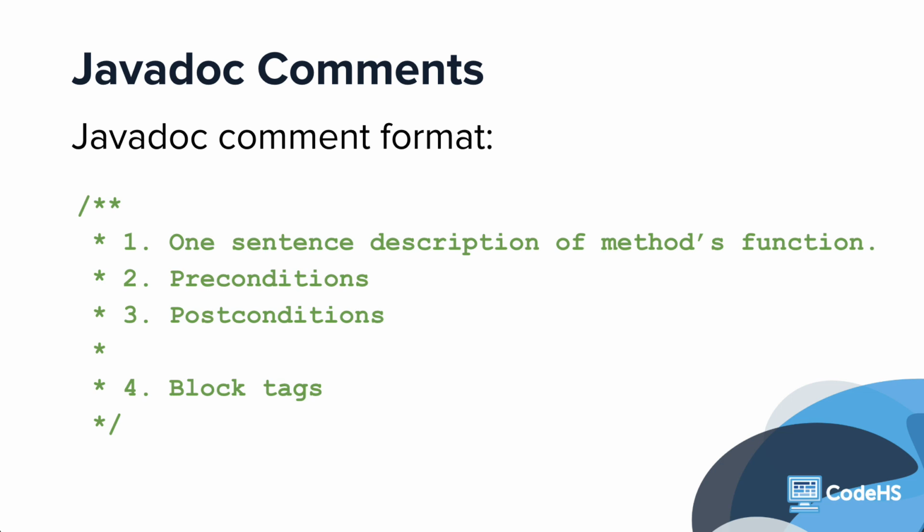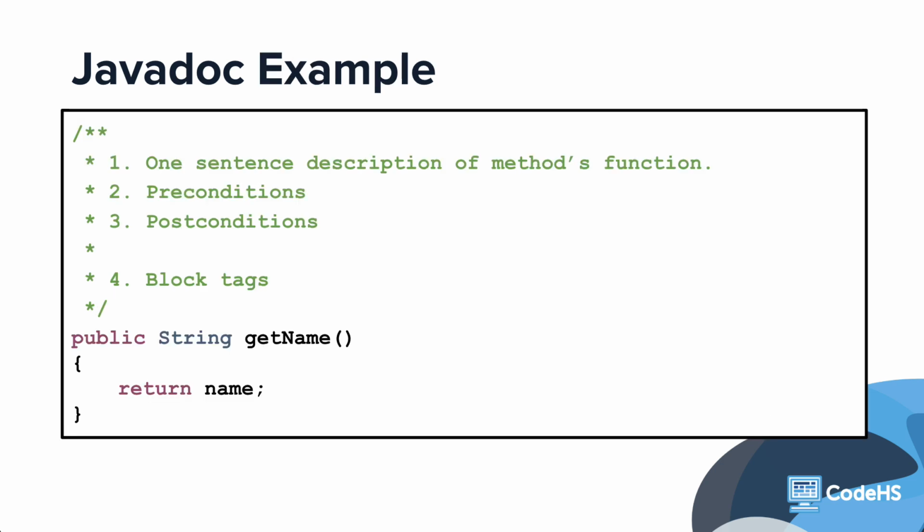Let's dive into each of these with an example method that you've already written. Here is a common getName method used to return a name stored in an object. The first thing that you need to do is to provide a brief description of what the method does. In this case, the method getName returns a string name of the object to the program. You'll use this description as the first sentence of the Javadoc comment.